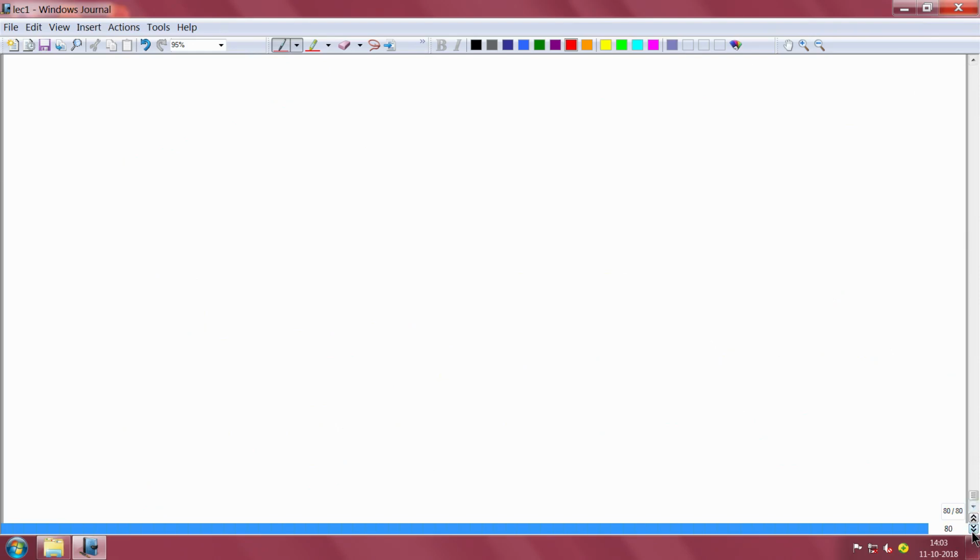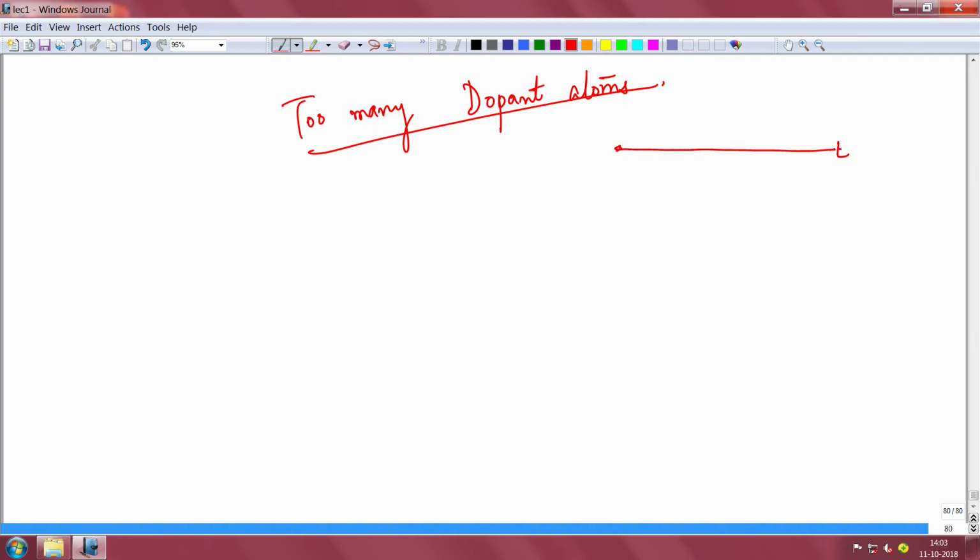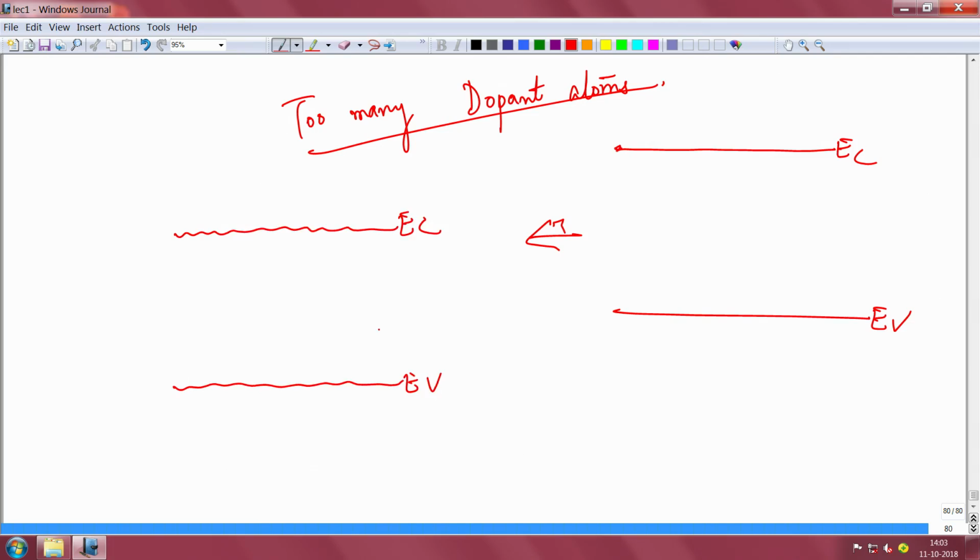So for example, if you have too many dopant atoms, because you're distorting the periodic potential, or the periodic arrangement of the atoms, your EC and EV actually become a little bit jagged, like this, EC, EV. The band gap is always the same at any point, which is reduced slightly, but it becomes a little jagged.